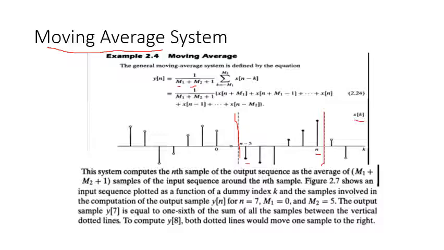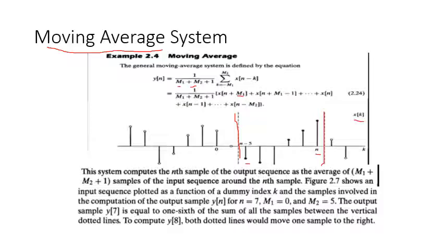If we expand this, you know that this is starting from minus M1, so x of n plus M1, and it will increment: x of n plus M1 minus 1, and it will go to x of n, and then x of n minus 1, x of n minus 2, up to x of n minus M2. So this system computes the nth sample of the output sequence as the average of M1 plus M2 plus 1 samples of the input sequence.